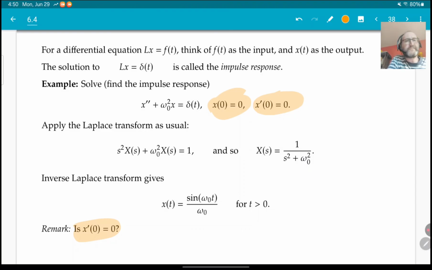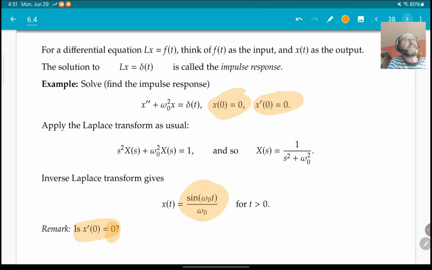x of 0 is 0, but is x prime of 0 really 0? It almost seems like this might be a tricky question. For this formula, it doesn't seem to be. Let's just suppose that omega is 1 for simplicity. You just have sine of t. The derivative is cosine, and cosine at 0 is 1. It doesn't seem to be 0.